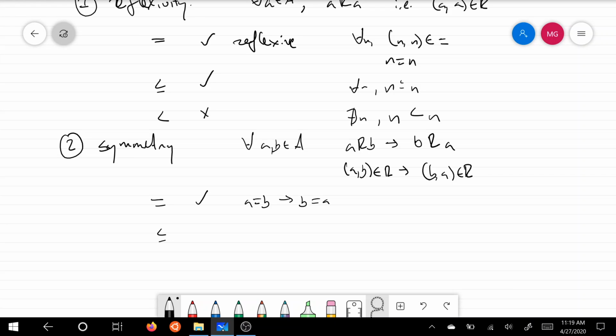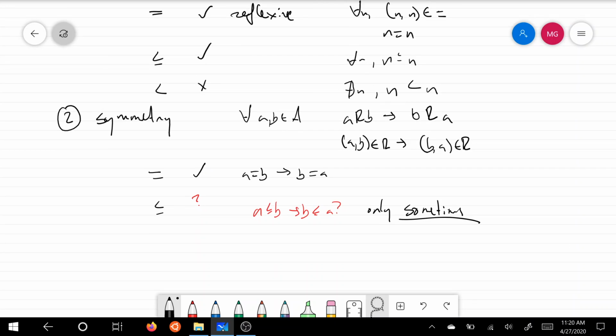What about less than or equal to? Is it always the case that if a is less than or equal to b, then b is less than or equal to a? Well, it's sometimes the case. Only for certain a and b. In particular, only when a and b are equal. So we're going to write an X because sometimes is not good enough. For a relation to be symmetric, it has to always be true. It needs to be all a and b. And here, it's just not the case that that's true for all a and b. Only some of them.